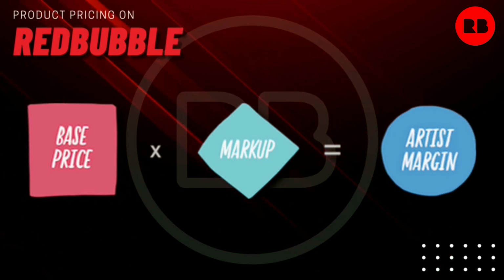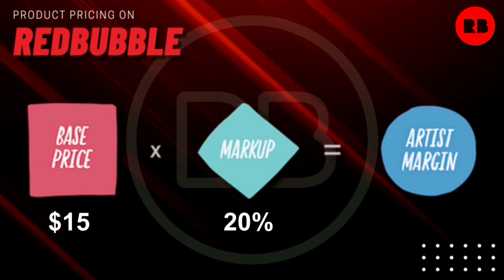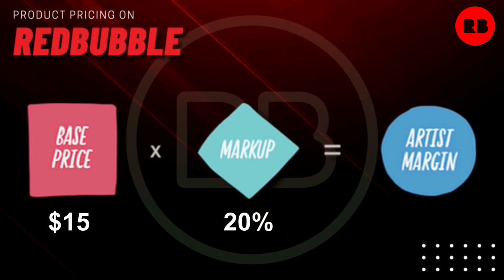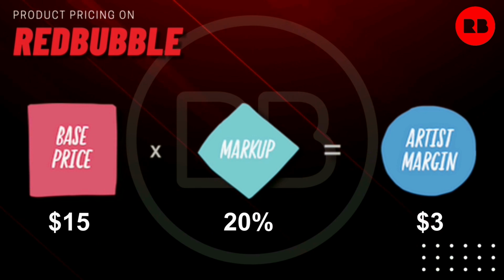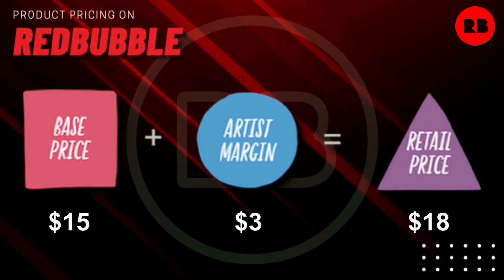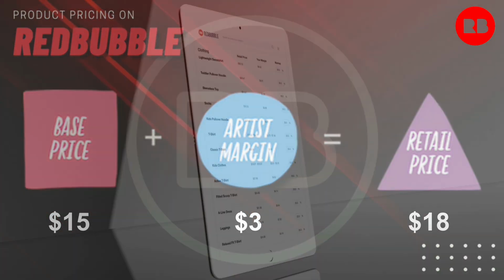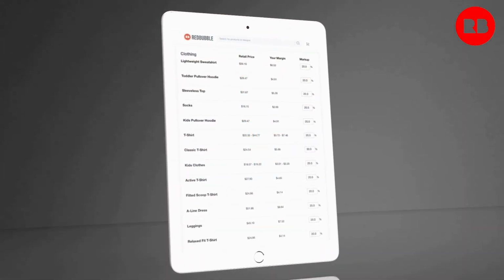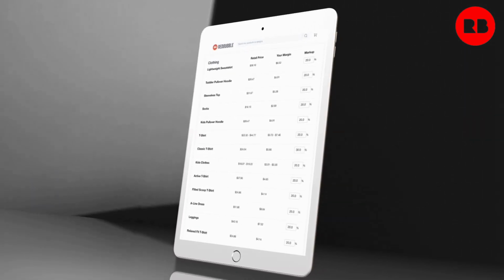So for example, let's say a product you sell in your shop has a base price of $15. If you have a 20% markup, your artist margin would be the $15 base price multiplied by the 20% markup, which gives you an artist margin or profit of around $3. So each time you sell this product in your shop, you'll make $3. By adding the $3 margin to the $15 base price, you can see the retail price of $18 for the product. On Redbubble, you can't change the base price, but you can change your markup percentage, which will also change your artist margin or your profit.